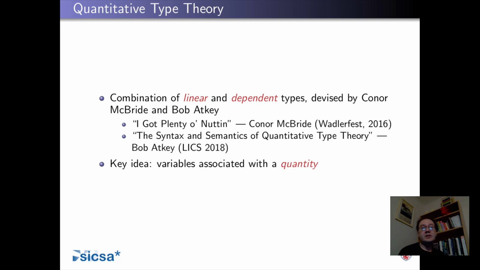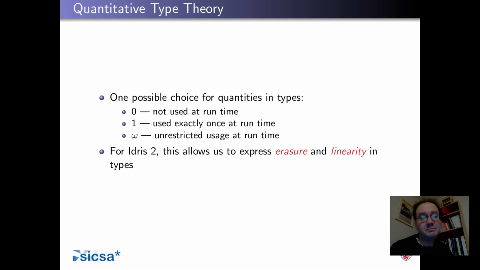Inside any definition, that quantity tells us how that variable can be used, whether it can only be used statically at compile time to reason about things, whether it can be used exactly once for reasoning about protocols, or whether it can be used in an unrestricted way. So there are lots of possible choices we could take for quantities. Essentially, any semi-ring would do. We've decided, at least for the moment, to just make a concrete choice in Idris 2.